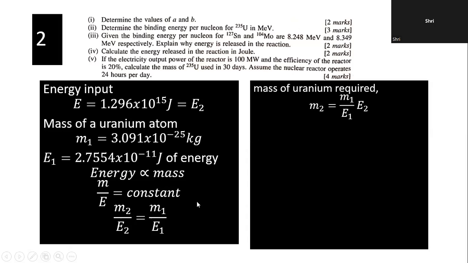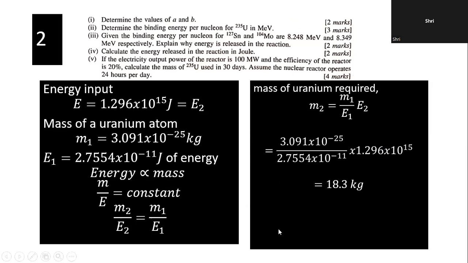So mass of uranium required, M2, is M1 times E1 over E2. That's your M1, that's your E1, and that's your E2. Can or not? A bit complicated. Very.